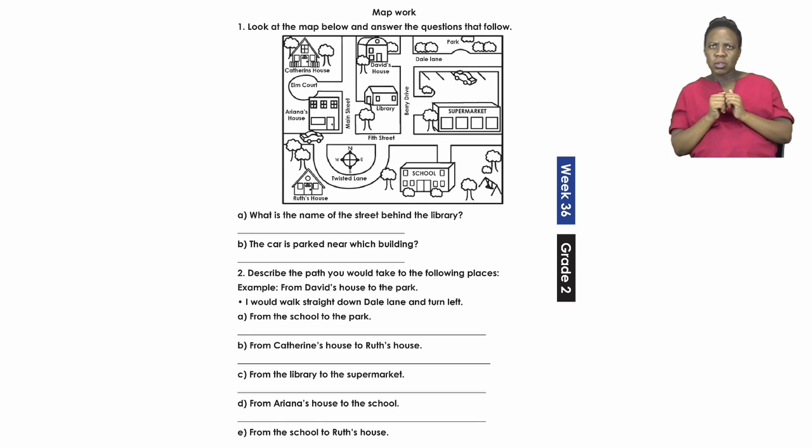That's a car. Now everyone, let's see. What else do we have? We also have Ruth's house. Ruth's house is just opposite Ariana's house. And then next to Ruth's house, you have the school. Can you see the school? The school is surrounded by trees, and then you also have a little swing set there.